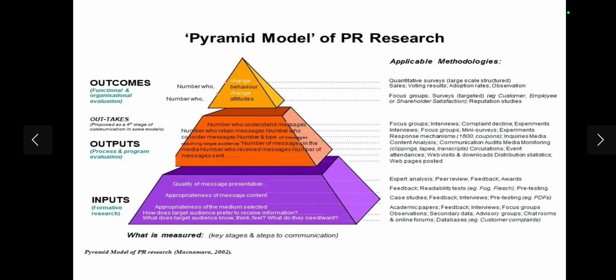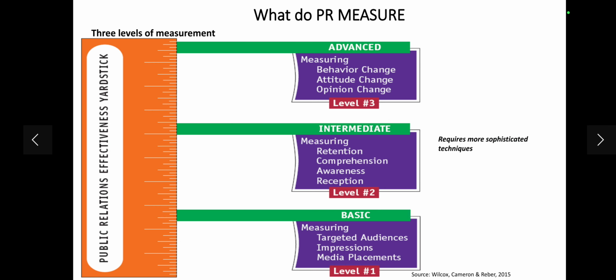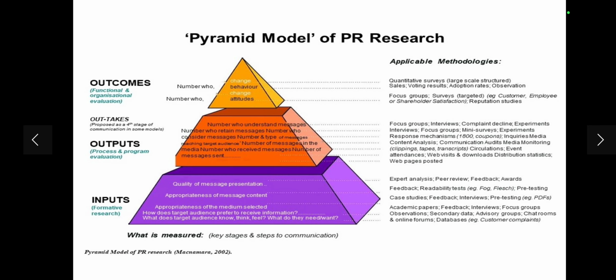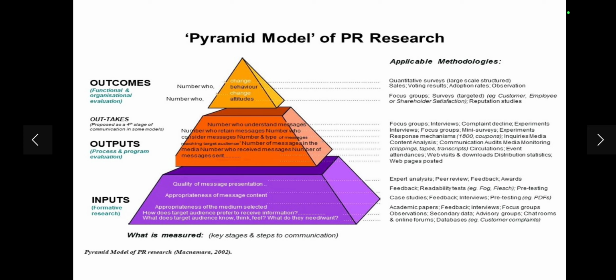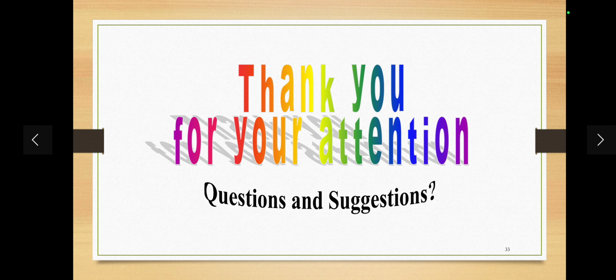Now, the steps in this, or the levels in this, is similar to the levels placed over here by Wilcox, Cameron, and Reber. So advanced is like outcome, intermediate is output, and then the basic is like input. So the same measurement strategies you can use for this pyramid can be used for the previous one.